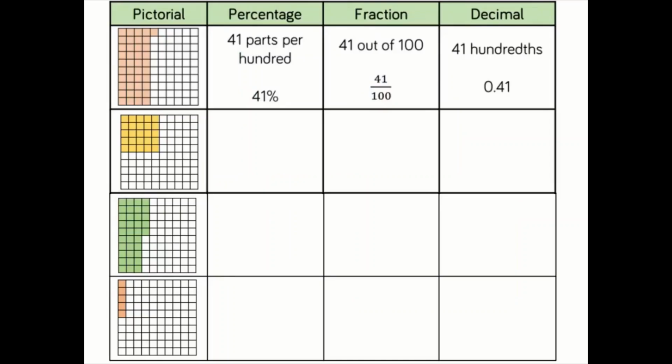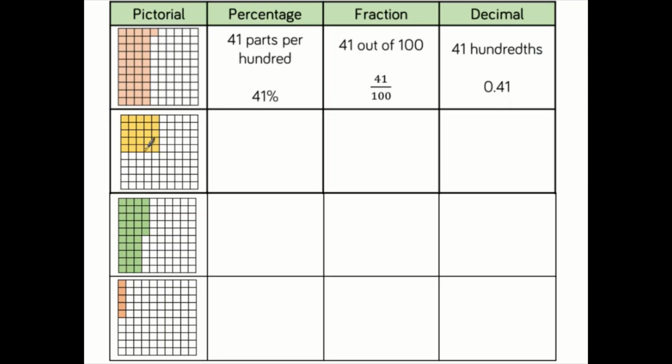Okay, let's have a look at some of these pictures in more detail. So you can see the top example here. You've got 41 out of those 100 parts that are coloured in red. 41 parts per 100, and that is represented by 41%. And that's also the same as this fraction here, 41 out of 100. And we say that as 41 hundredths. You could say this is 0.41, but you can also say this is 41 hundredths.